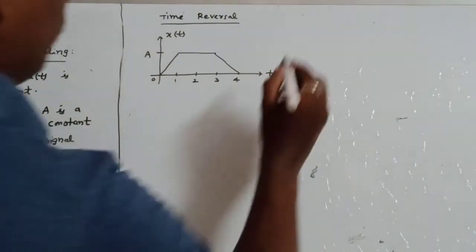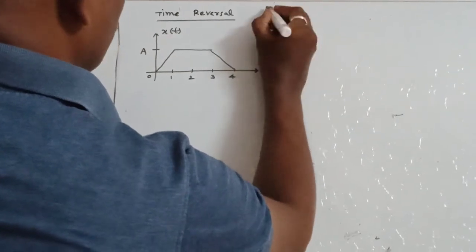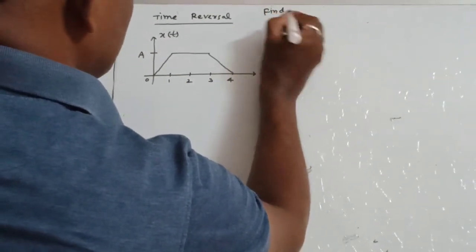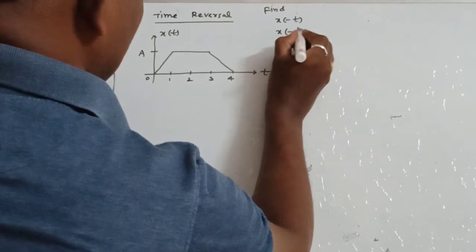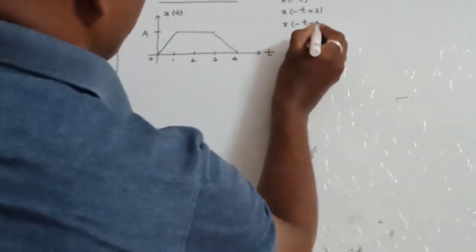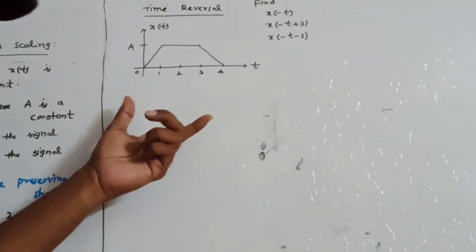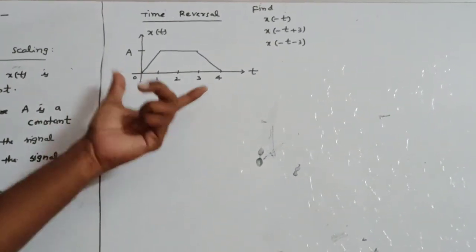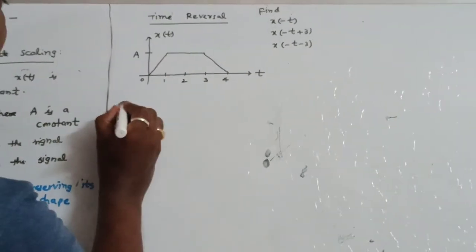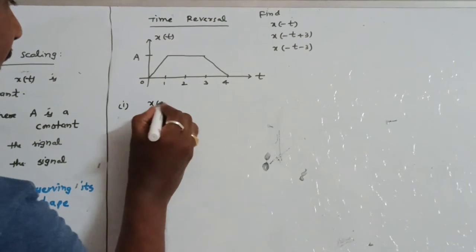For this waveform, it is asked to find x of minus t, x of minus t plus 3 and x of minus t minus 3. So this is the given question for this problem. So let us see how to do this. Let us see the first one. What is x of minus t? First, we have to draw x of minus t.